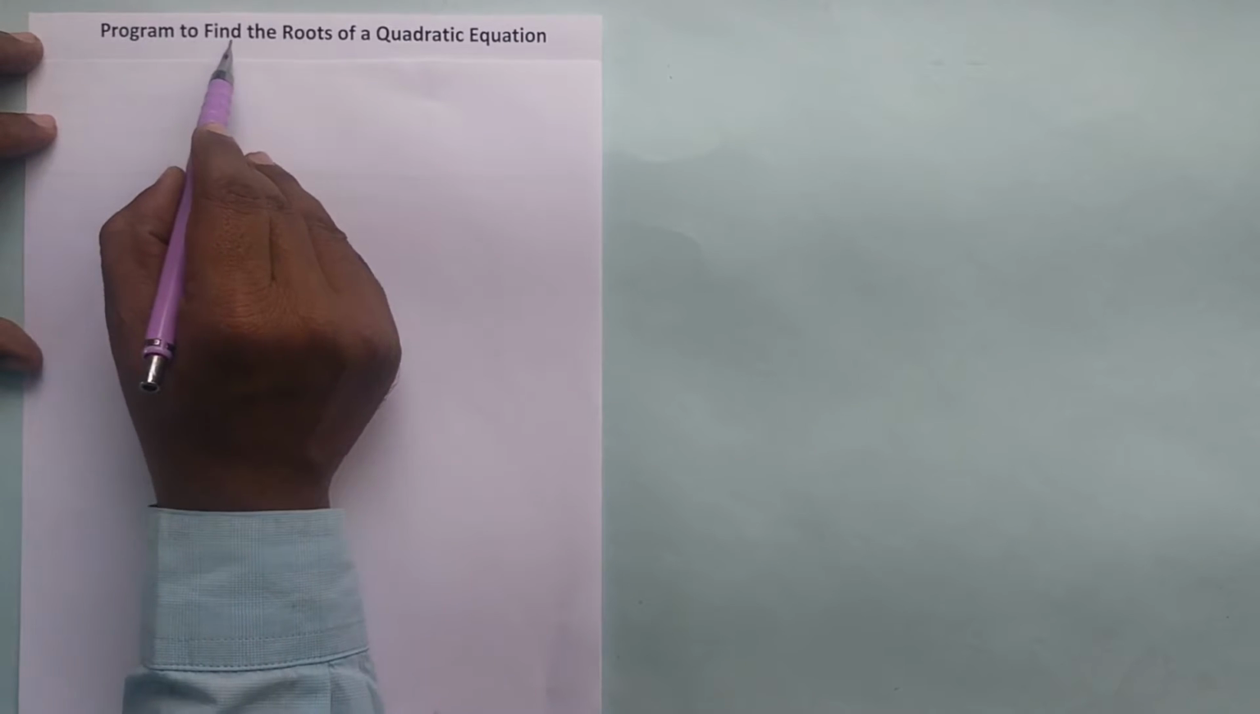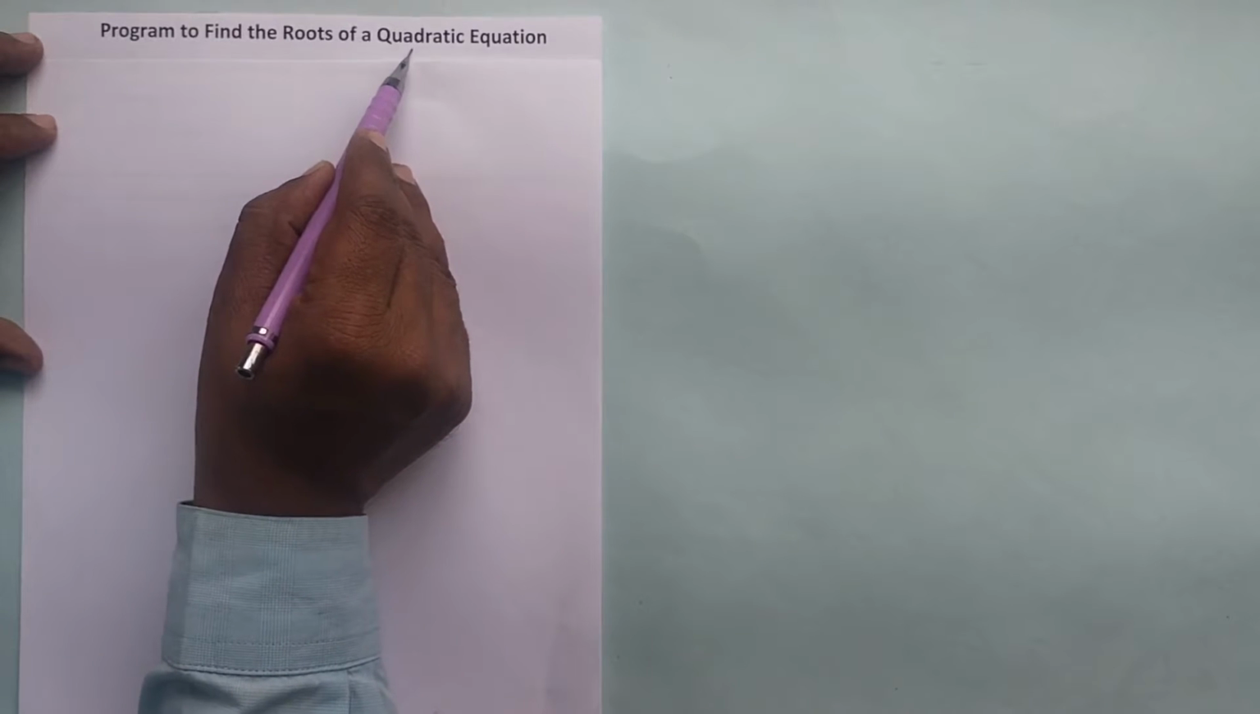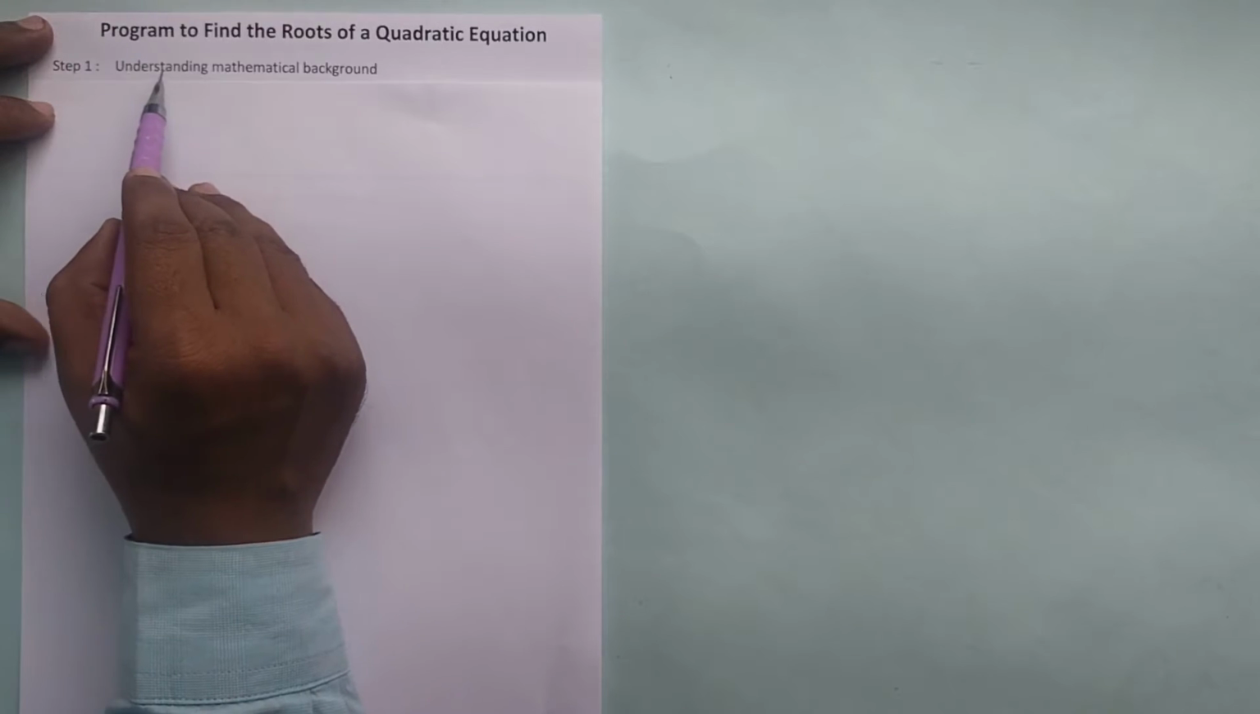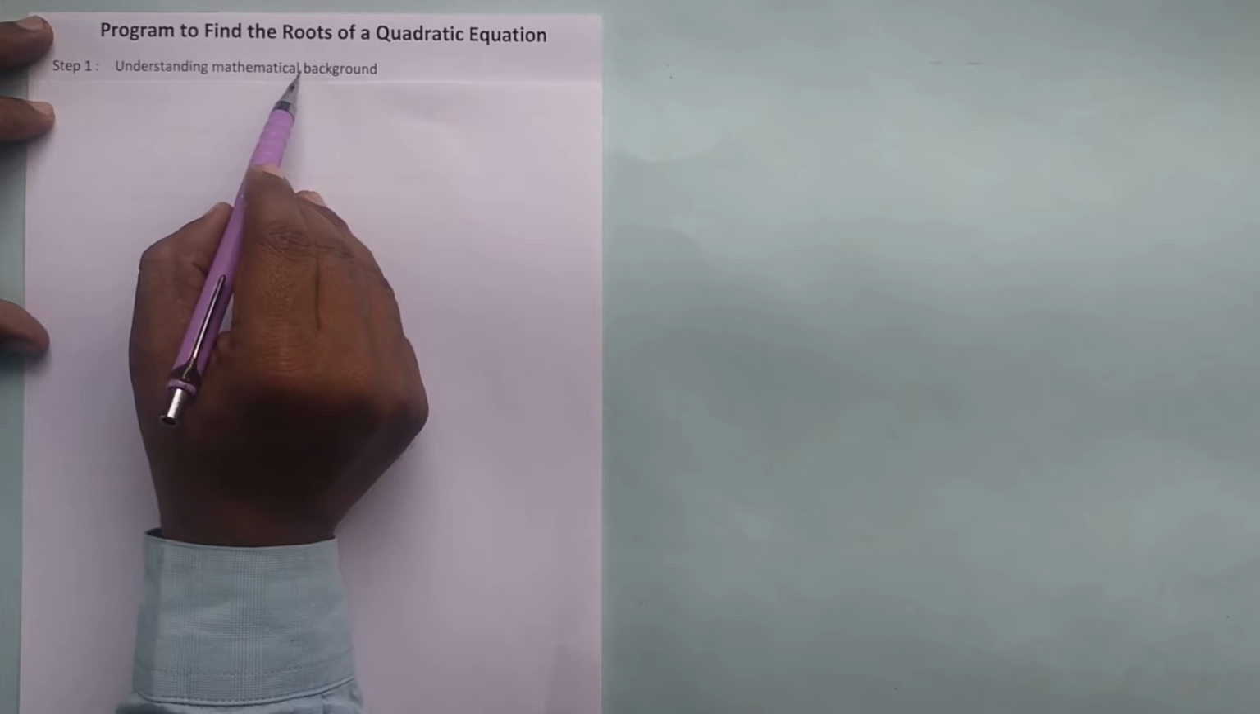This is the program to find the roots of a quadratic equation. To write the program, we have to follow 3 steps. First step is we have to understand the mathematical background behind this quadratic equation. Second step is we have to understand the flowchart. Third and final step is we have to write down the program.